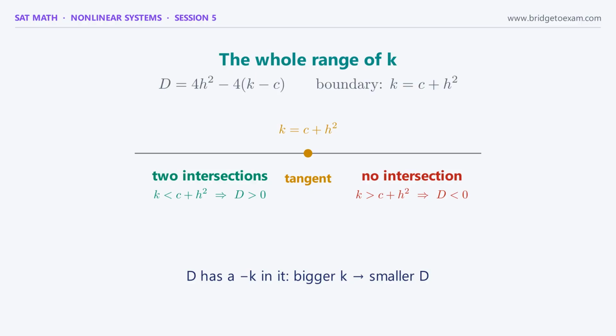When k sits exactly on the boundary, d is 0. Tangent, 1 intersection. And when k is above the boundary, d is negative, and there are no real intersections at all. Below is 2, on is 1, above is none. And that matches the picture perfectly. Raising k lifts the parabola away from the line until they lose contact.